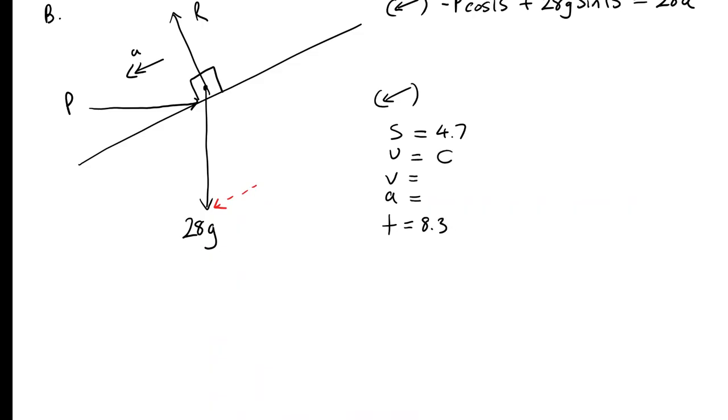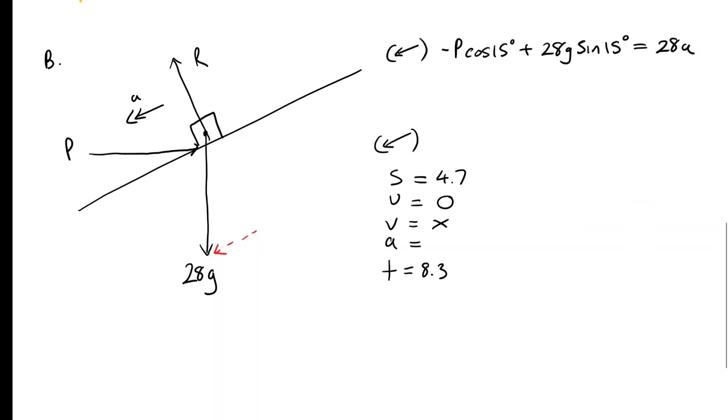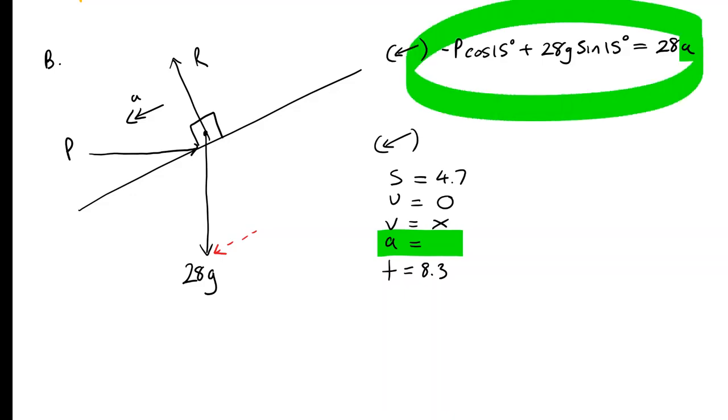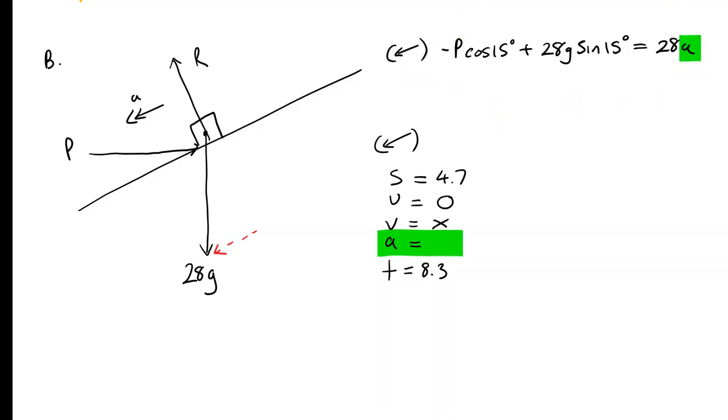This block starts from rest, U is 0. V we don't know and won't try to work out. The acceleration we want to know, because if we can find the acceleration here, we'll know it there, and then this equation will only have one unknown and we'll be able to solve for P. So we'd like the equation that doesn't have V in it. That's S equals ut plus half at squared.